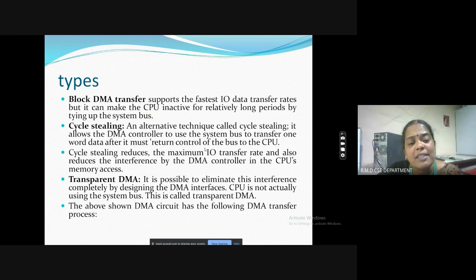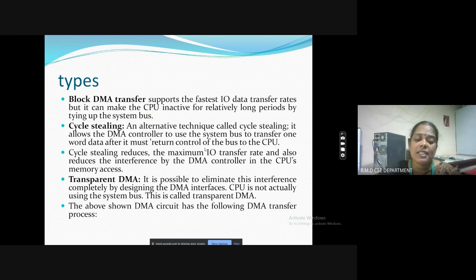Then cycle stealing is a method that is an alternative to the first method. It allows the DMA controller to use the system bus to transfer one word, after which it must return control of the bus to the CPU. So it is transferred cycle by cycle, not like a block transfer. This is cycle stealing. Cycle stealing reduces the maximum IO transfer rate and also reduces the interference of the DMA controller with the CPU memory access. So the second type is called cycle steal DMA.